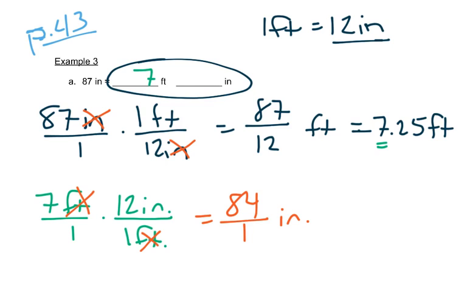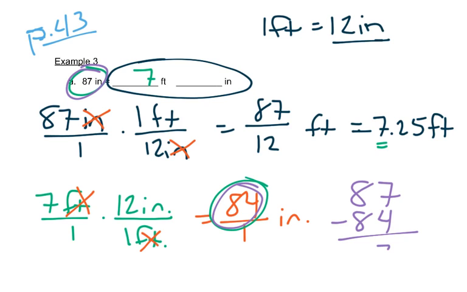Well, we started off with 87 inches, and the 7 feet gives us 84 inches. So how many are left? 87 minus 84 gives me 3 inches left. So that means that there's 3 here.